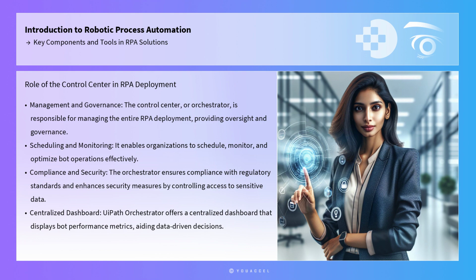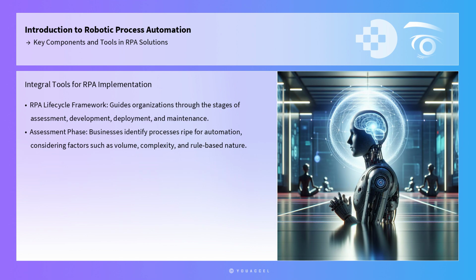The control center, often referred to as the orchestrator, is responsible for managing the entire RPA deployment. It provides oversight and governance, enabling organizations to schedule, monitor, and optimize bot operations. The orchestrator ensures compliance with regulatory standards and enhances security measures by controlling access to sensitive data. UiPath Orchestrator, for instance, offers a centralized dashboard that displays bot performance metrics, helping organizations make data-driven decisions to improve their RPA initiatives.